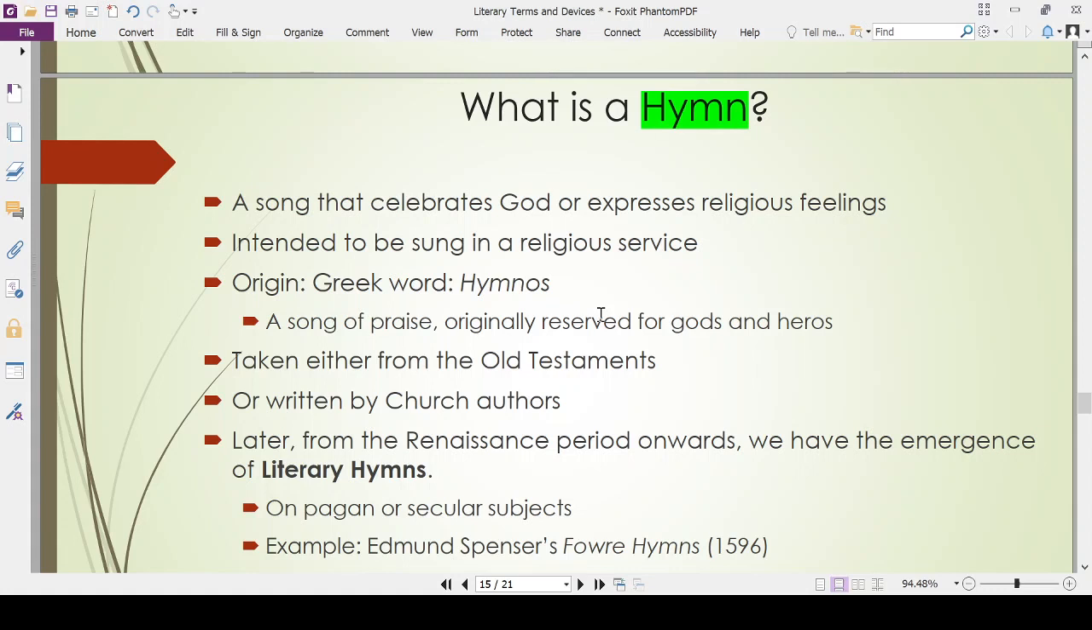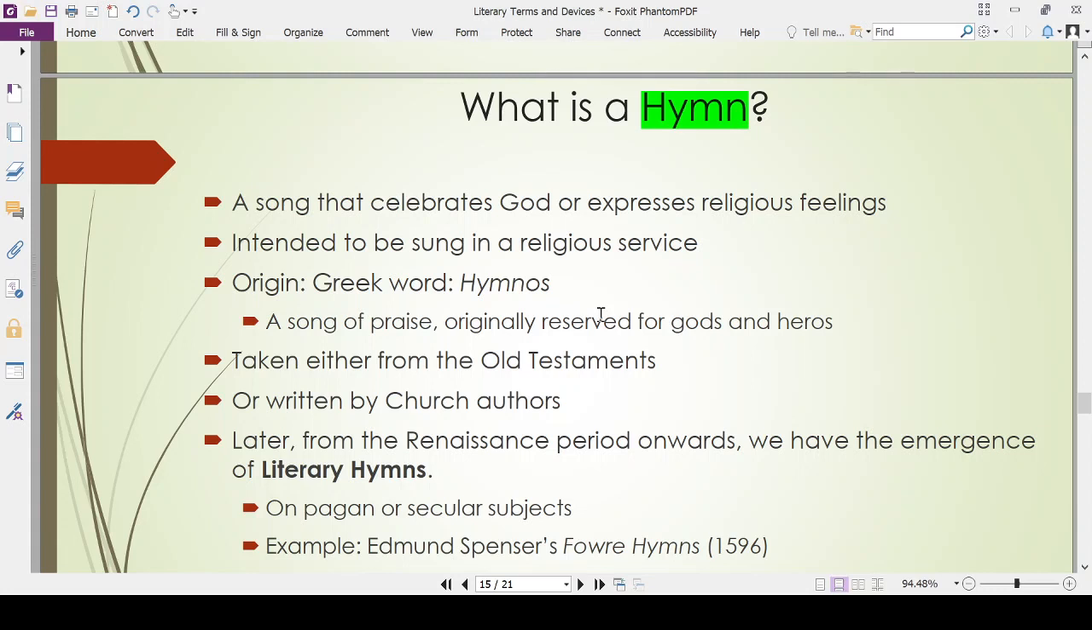And the origin of the word, the etymology of the word, is that it comes from Greek, from a word called hymnos, which of course means the song of praise, which was originally reserved for the pagan gods of Greek mythology, as well as the heroes of Greek mythology.